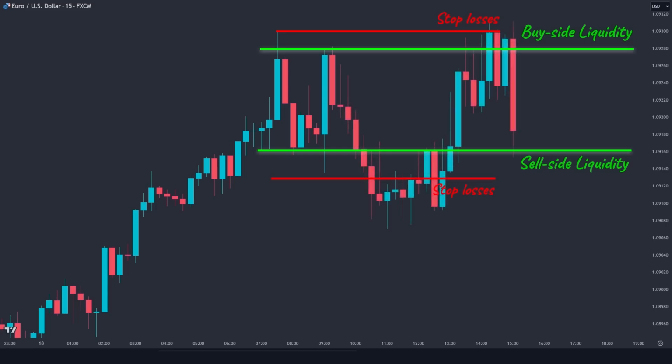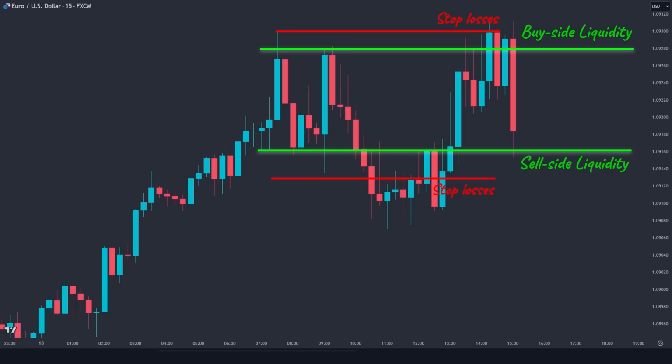Here, a sell-side delivery engages the liquidity below this low, and then the market runs up to engage the buy-side liquidity. The most advanced trading scenario would be to sell along with the sell-side delivery and to buy along with the buy-side delivery. However, it would not be an easy task at all.